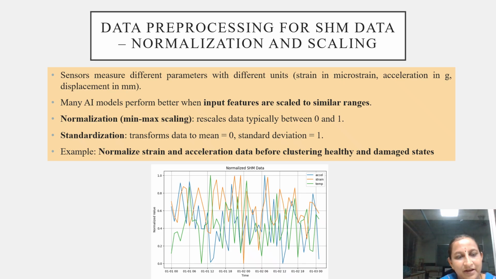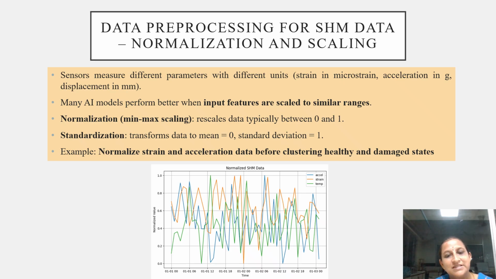As we see, sensors measure different parameters with different units. Strain will be obtained in microstrain, acceleration in a different unit, displacement in a different unit. So all these data are in different units. Many AI models generally perform better when the input features are scaled to similar ranges. So in order to scale the input features to similar ranges, we are using normalization and standardization.